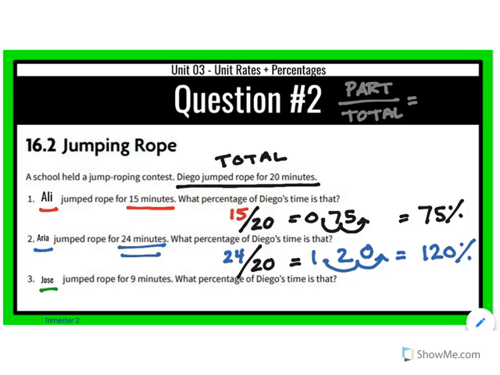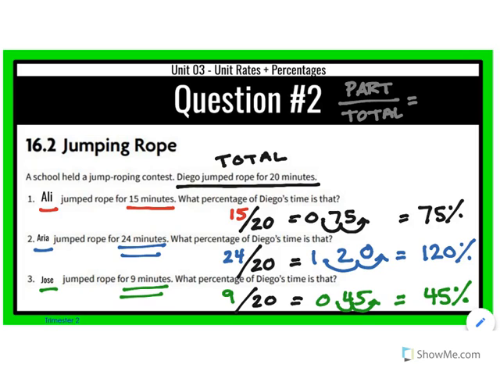Now let's take a look at Jose. Jose was able to jump rope for 9 minutes. So that would be 9 over our total, which is 20. And when we divide 9 over 20, that's equal to 0.45. We're going to multiply by 100, or move our decimal over 2 places to create the butt cheeks, and that's going to give us 45%.